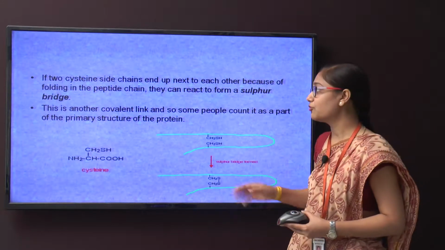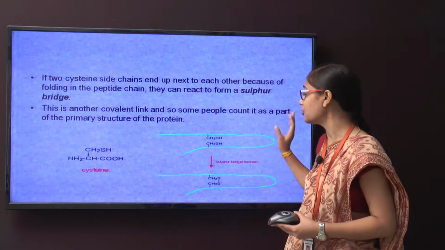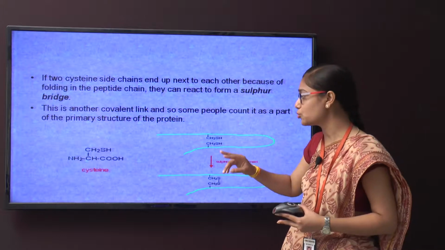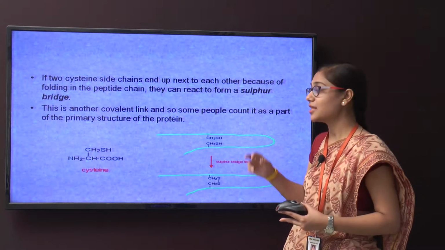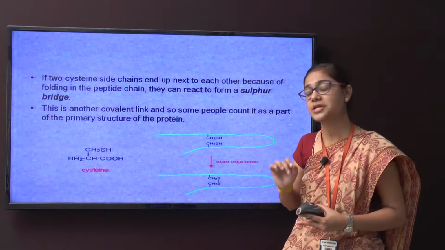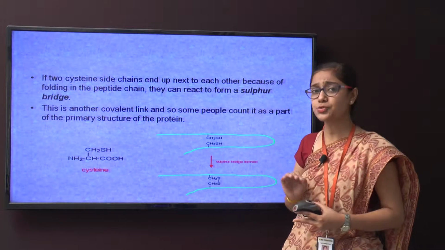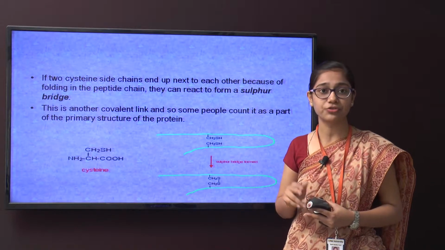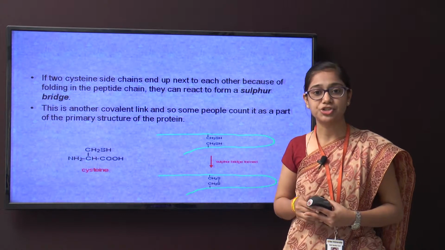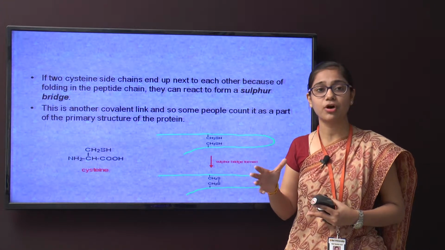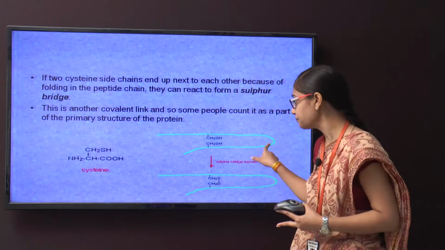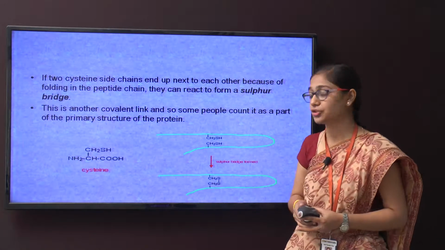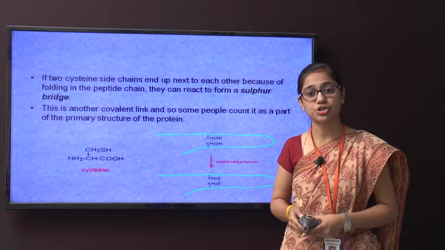For example, there is a sulfur bridge. In the amino acid sequence, there are 2 cysteines, and in cysteine there is an SH group present. If the 2 cysteine side chains end up next to each other because of the folding of the polypeptide chain, they can react and form sulfur bridges. You can see here 2 cysteines are present, and they are converted into the sulfur bridge that is formed in the primary structure of protein.